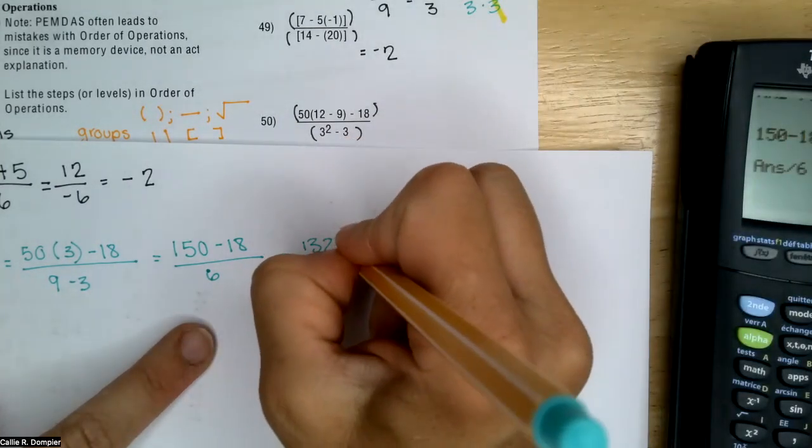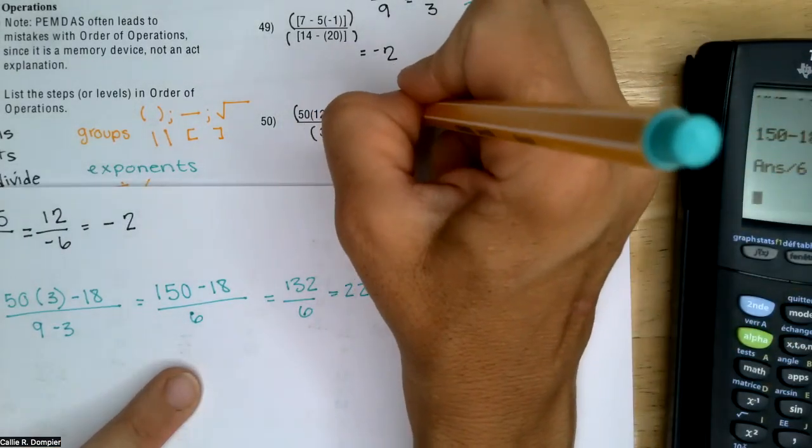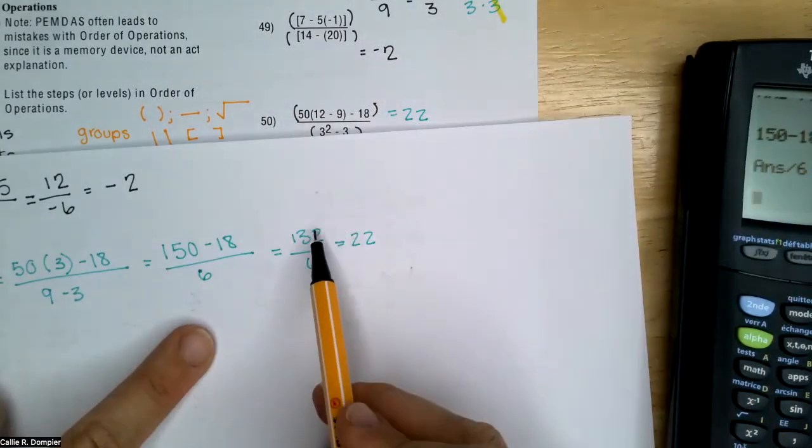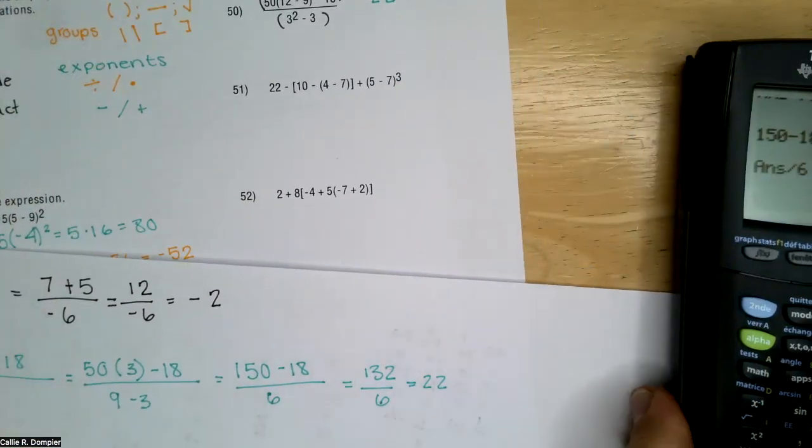We get 22. And those were positive divided by positive becomes a positive, remains a positive.